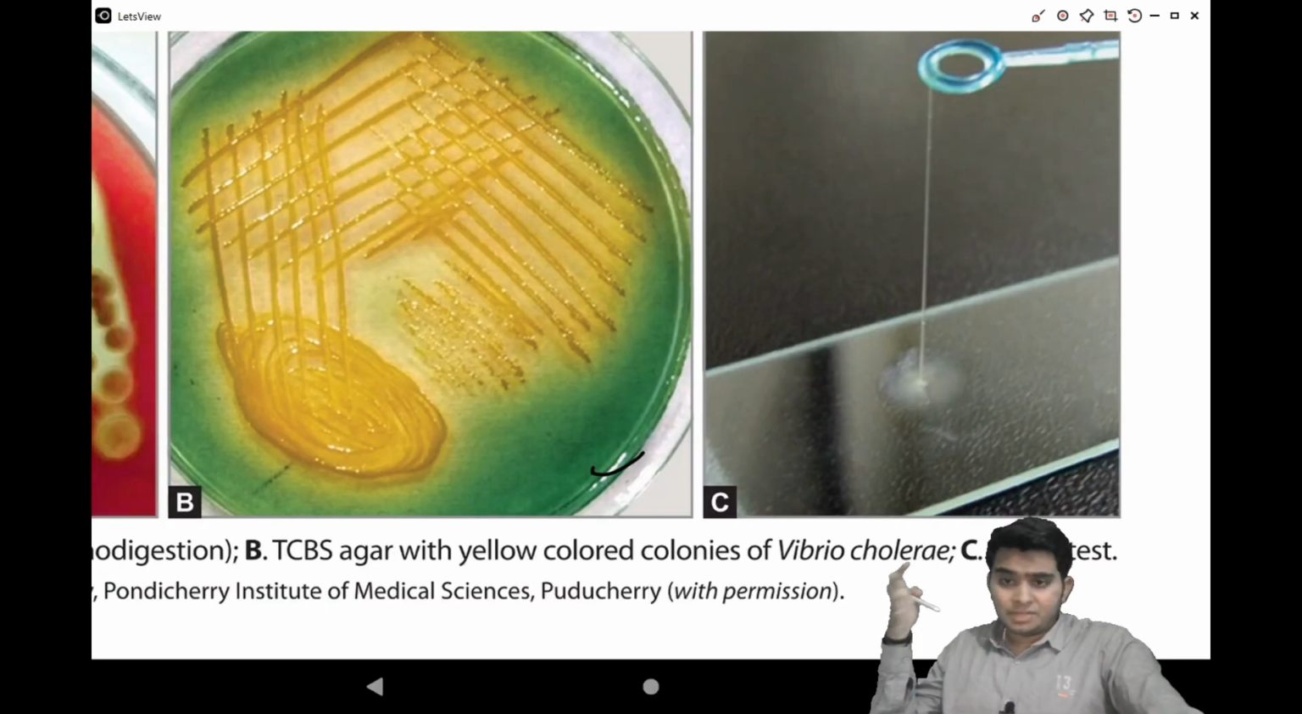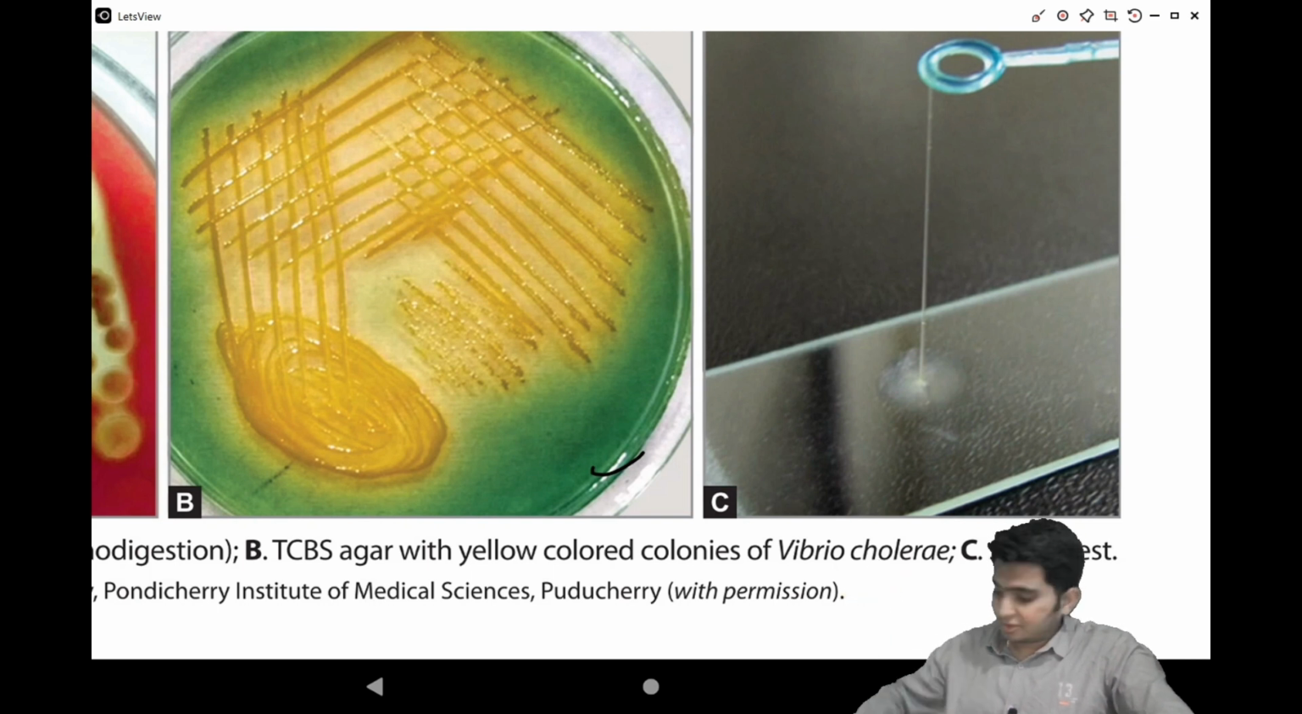In string test, basically when a colony of Vibrio is mixed with a drop of 0.5% sodium deoxycholate on a slide, then the suspension loses its turbidity and becomes mucoid. So when you lift the suspension with a loop, as you see in the image, it forms a string. So this is the string test.